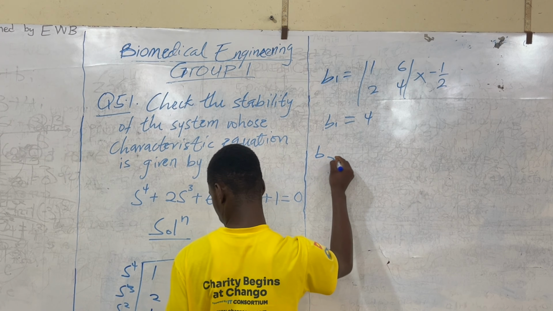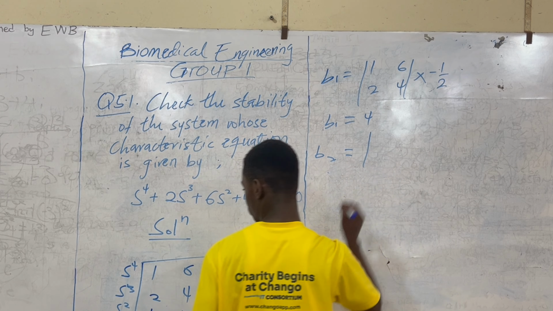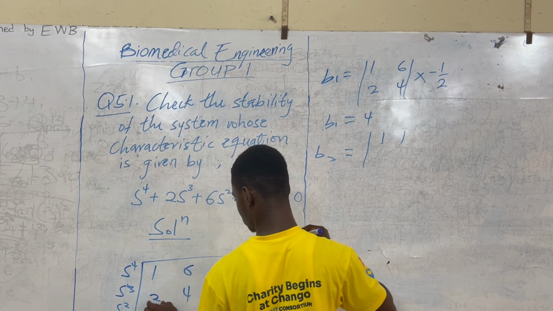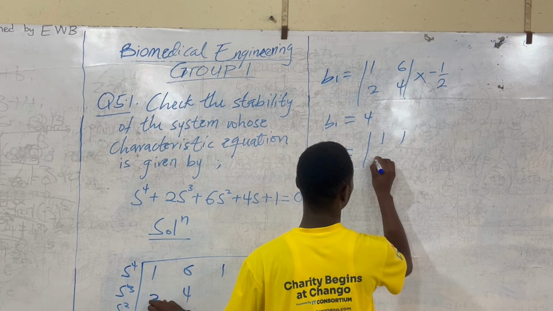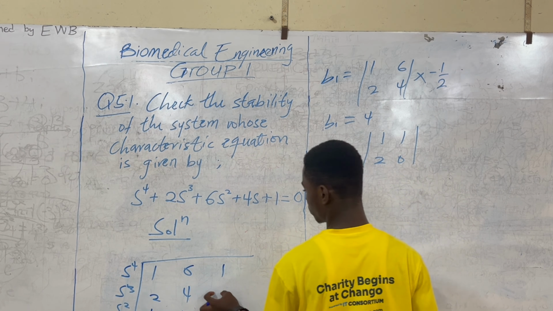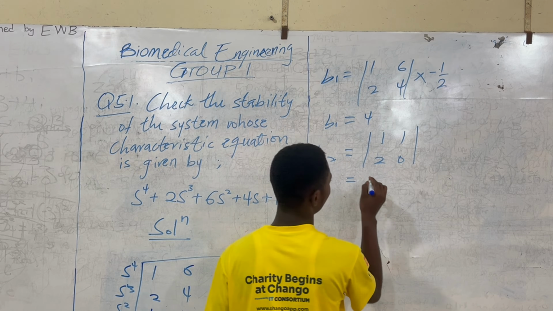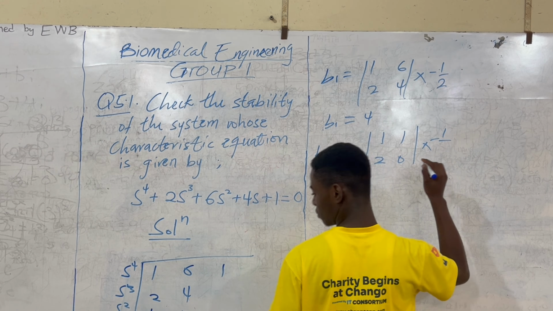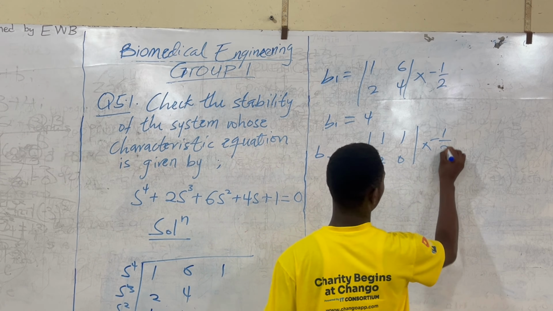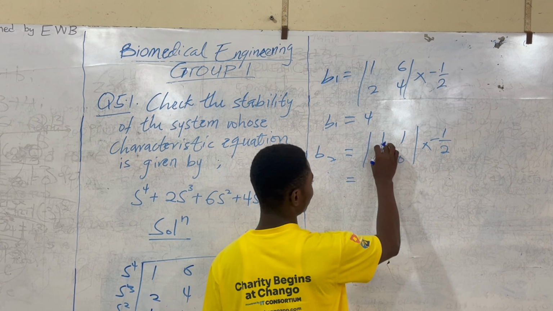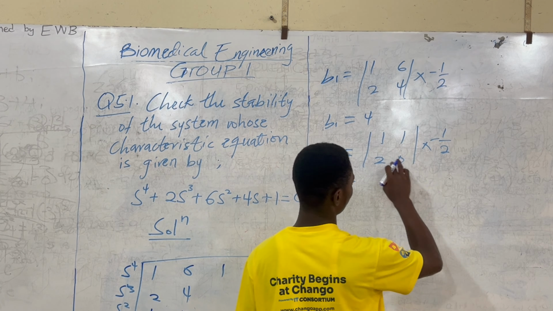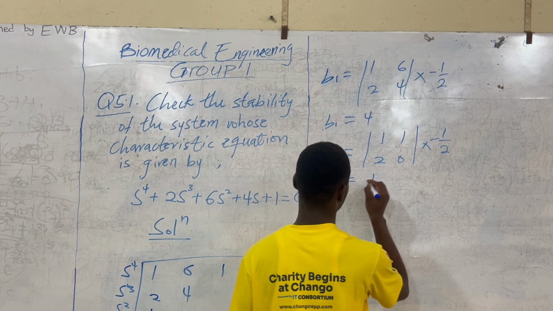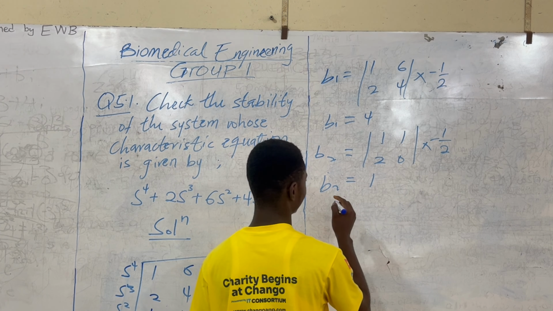Our b2 is equal to 1, 1, 2, 0, since we have no term over here. So with that, also multiplying 1 over the negative of the pivot element, which is 2, we have 0 minus 2, multiplying negative half, and that is going to give us 1. So our b2 is 1.